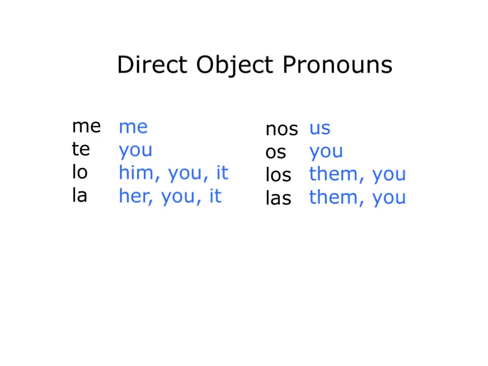Here are the direct object pronouns in English and their Spanish equivalents. Me means me. Te means you. Lo has more than one meaning. It can mean him. It can mean you if we're being formal and usted-like and talking to a male person. It can mean it if we're talking about an object, and the object is singular and masculine.